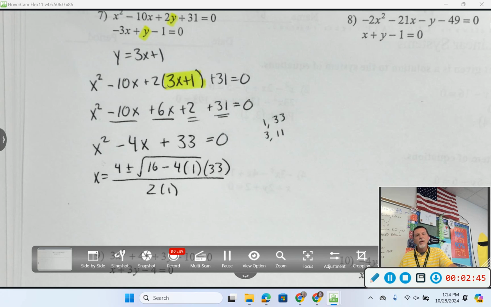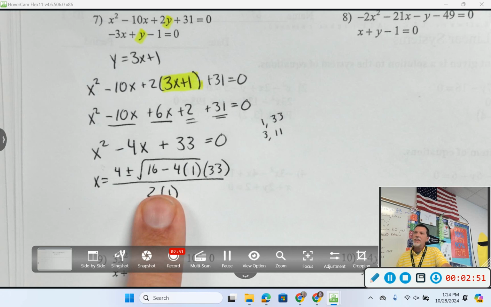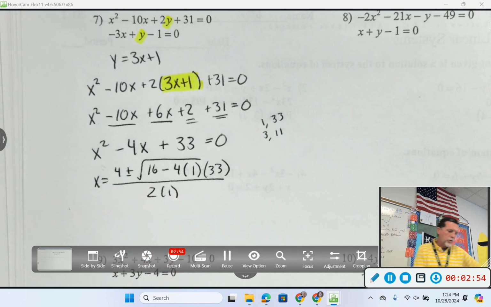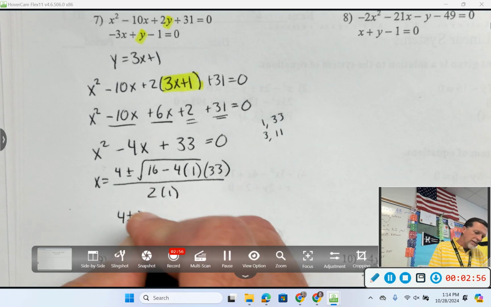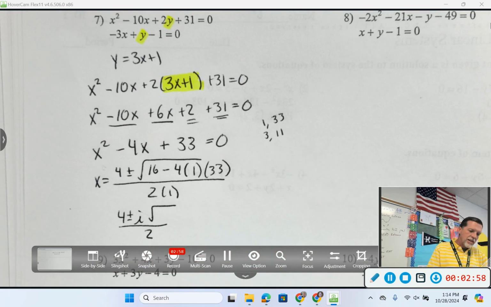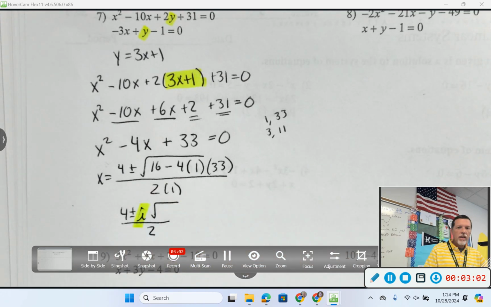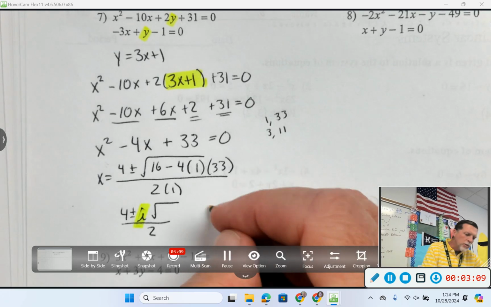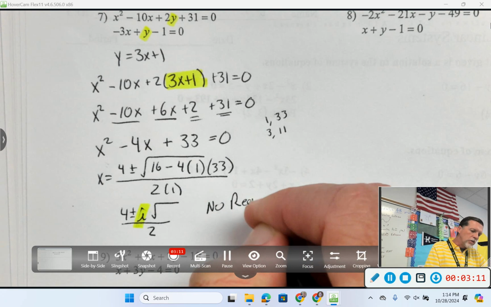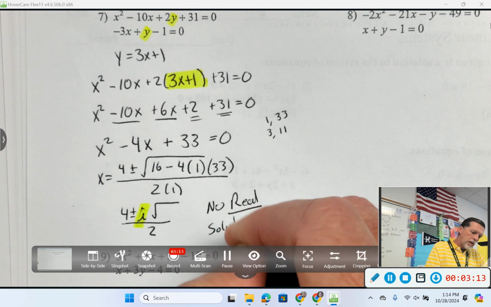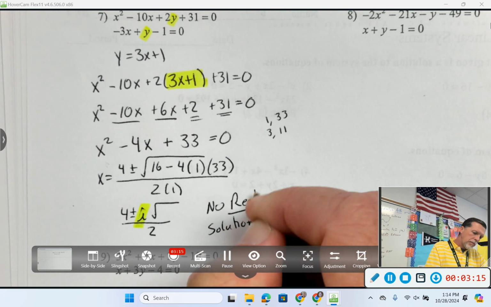Oh, I see the problem right away. I don't know what 4 times 33 is, but it's certainly bigger than 16. So this would be 4 plus or minus i times something. The something doesn't really matter. The problem is the i. So what's the answer here? No solutions. We should be a little more specific: no real solutions. So anytime an i comes into play, it's automatically no real solution.